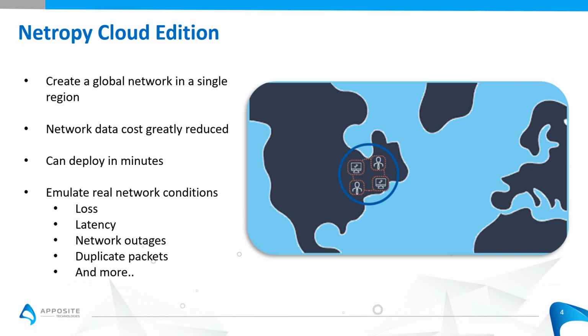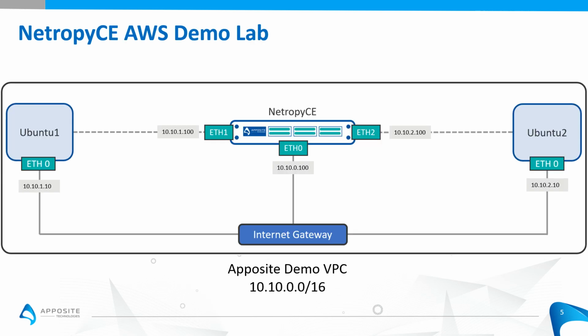With the Netropy Cloud Edition, you only have to spin up one single region, and you can create a global network within that region. You don't have to pay for data leaving that region. All the data will stay within when you do your network testing. We can deploy in minutes, and we can give you real-world network conditions, such as loss, latency, network outage, duplicate packets, packet reordering, and some other stuff we'll jump into a little bit later.